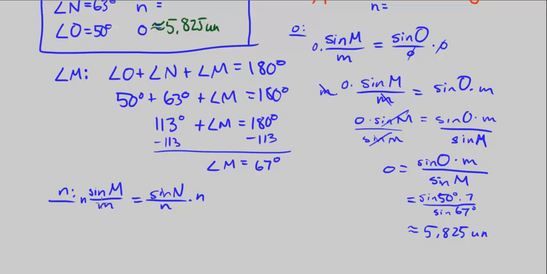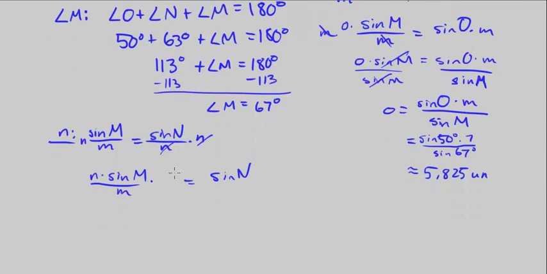Multiply both sides by n. They cancel here, and I get n times sine of M over M is equal to sine of N. I'm going to do two steps now. I'm going to multiply both sides by M over sine of M. This is going to cancel sine of capital M and lowercase m over here. I get n on the left is equal to sine of N times M over sine of angle M. A lot of M's and N's.